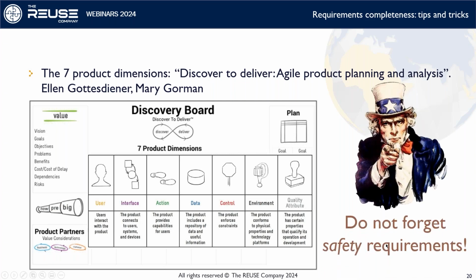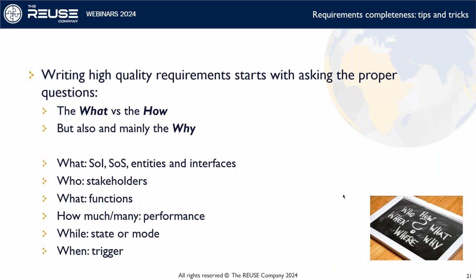And we shouldn't forget the safety requirements here. So safety is very important. We could consider safety requirements as kind of a control, but it's better to consider it as a separate aspect, especially if you consider some standards which only cover this aspect. So the next tip here is asking the proper questions will help writing high quality requirements. So what rather than how. So what is the main aspect here? This is converting the expectation into design input.